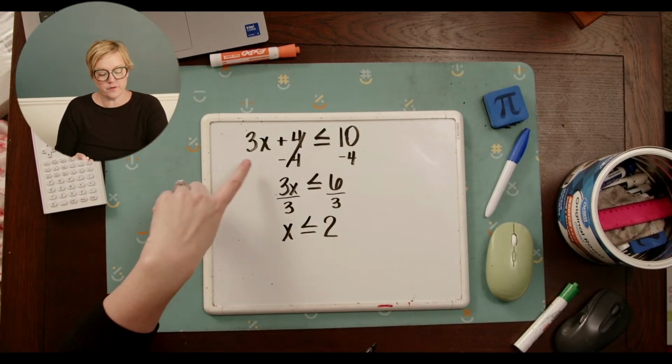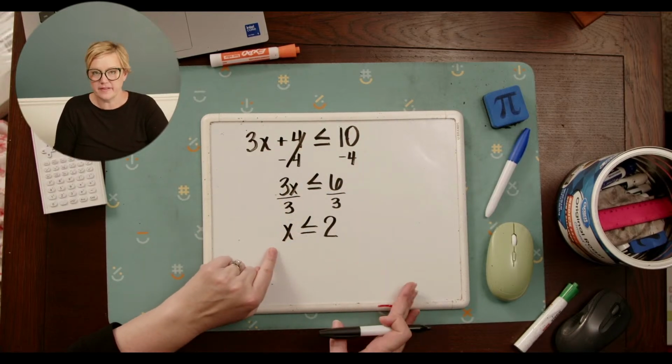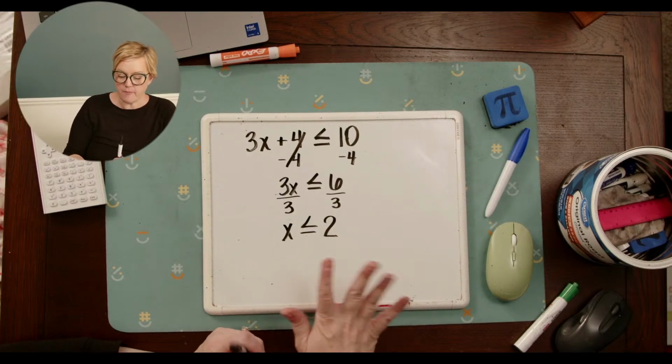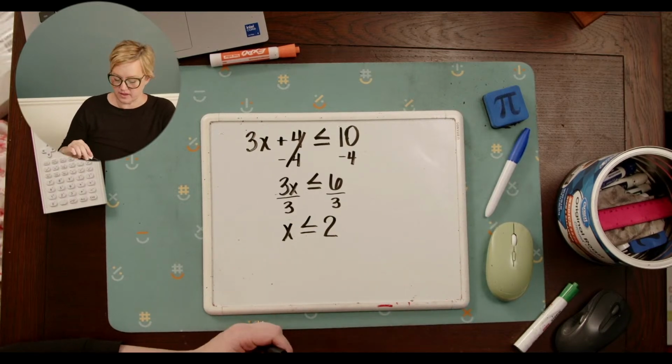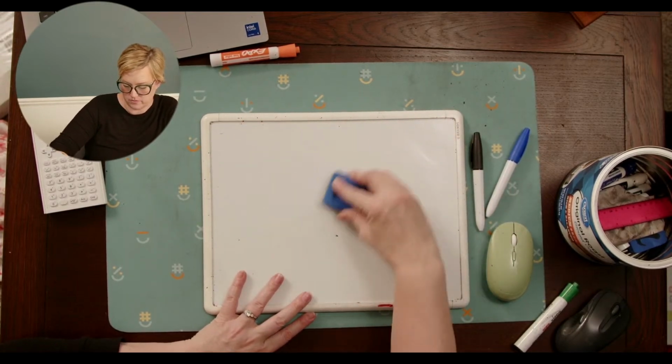Okay, so in order for 3x plus 4 to be less than or equal to 10, x has to be less than or equal to 2. So that one we didn't have to change the sign or anything like that. So let's look at one where we do.